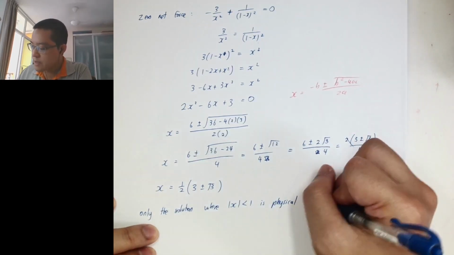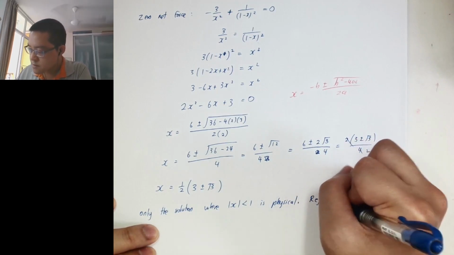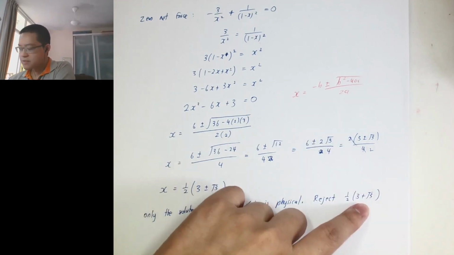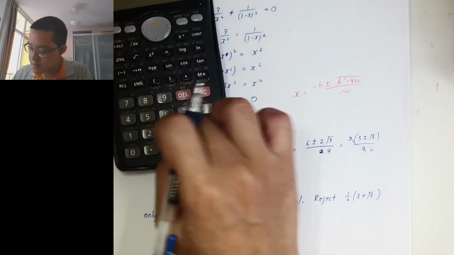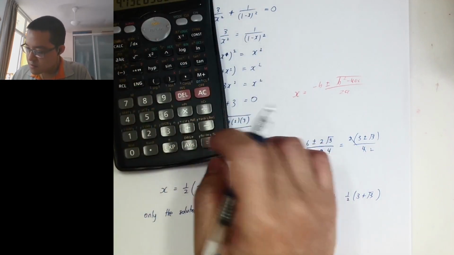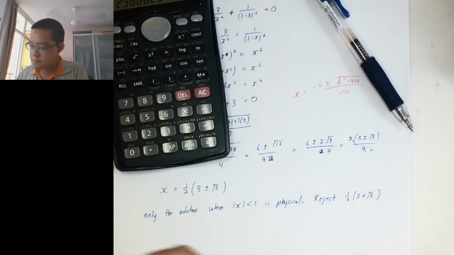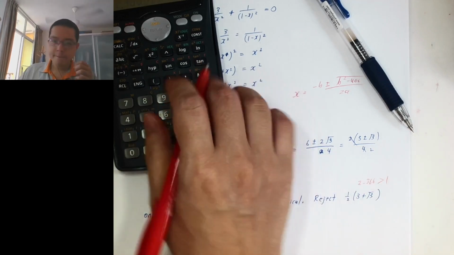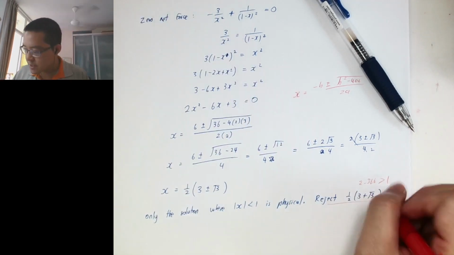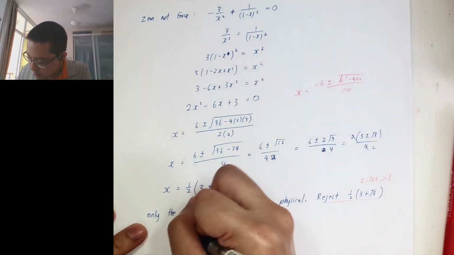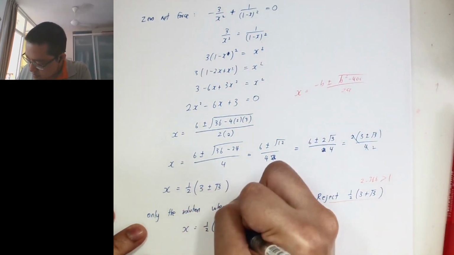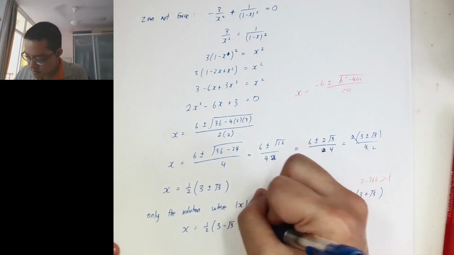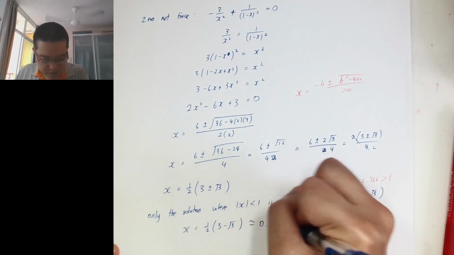Okay, so that means we reject the 3 plus root 3 solution, because 3 plus root 3 is, what was the number? I don't remember. Yeah, it's like 2.366. It's greater than 1. Okay, so we reject this solution. So the answer that we're looking for is half of 3 minus root 3. So 3 minus root 3 divided by 2 is 0.6339.